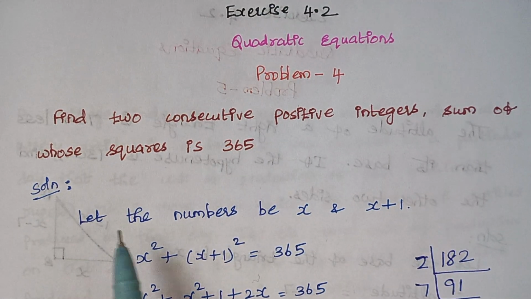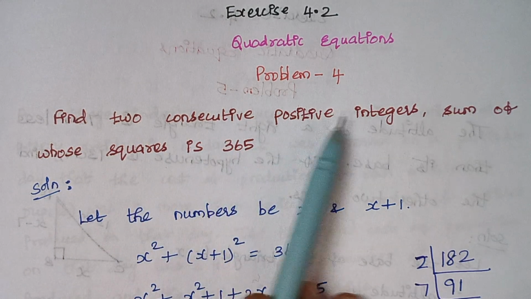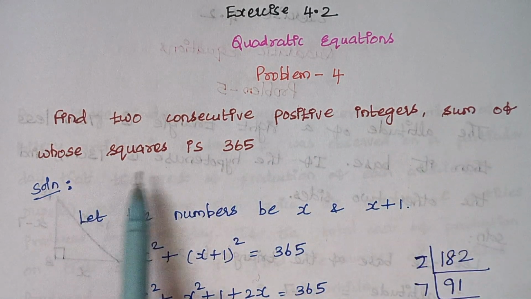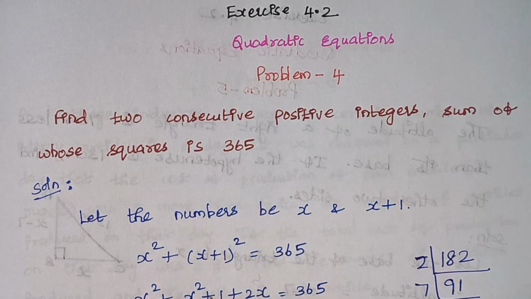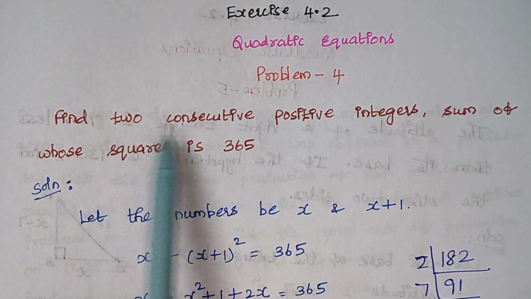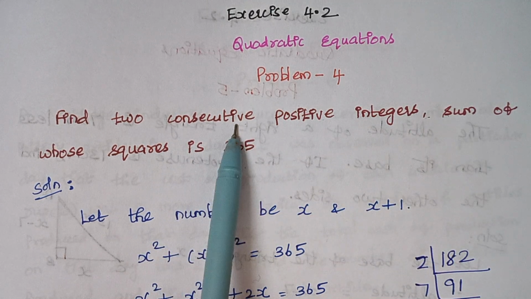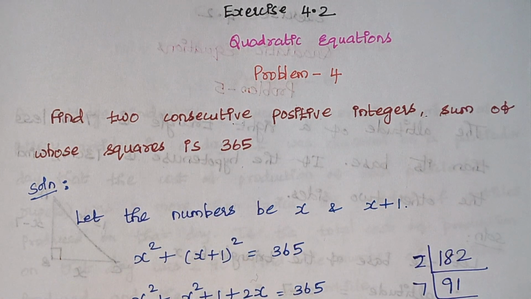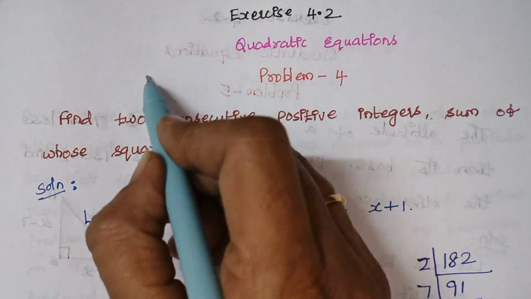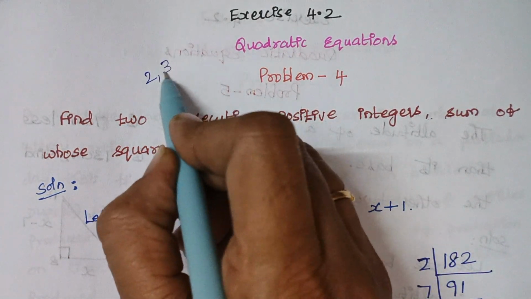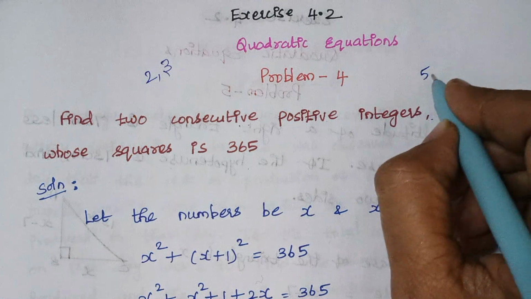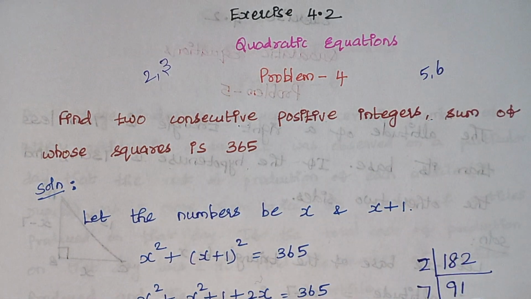The problem is, find two consecutive positive integers, sum of whose squares is 365. So here we are having two consecutive positive integers. What do you mean by the term consecutive? The next number. For example, if you take 2, then the consecutive number is 3. If you take 5, then the consecutive number is 6.